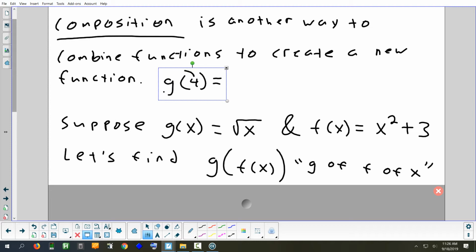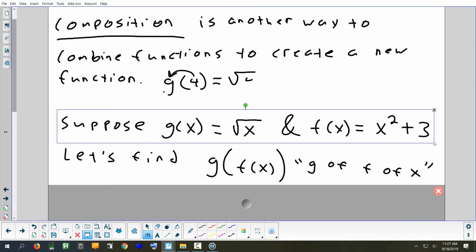You take 4 and you plug it into the formula. So, look at the formula. Square root of x, square root of 4, 2. That's how you find g of 4. If I said g of 9, the answer would be 3.